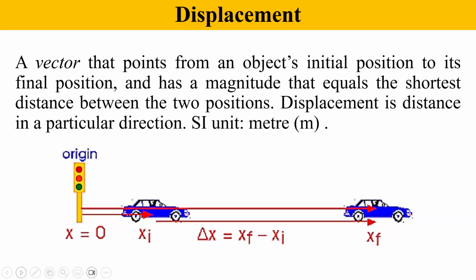So for example, if the car starts at some initial point I, it will finish at some point F, which means XF, which is the final place where the vehicle will stop. And so for the displacement, we can say it's the difference between the final position and the initial position, and it is denoted here as delta X. And that's different from distance.